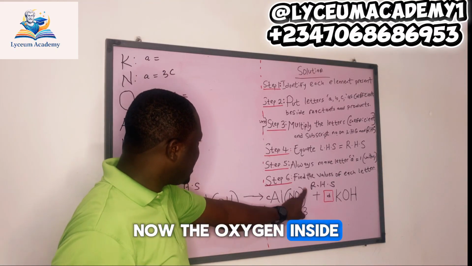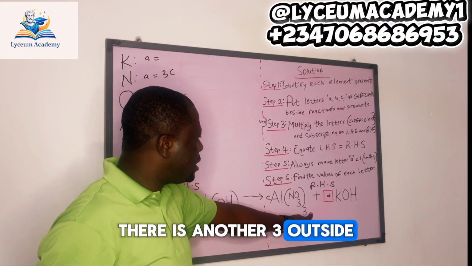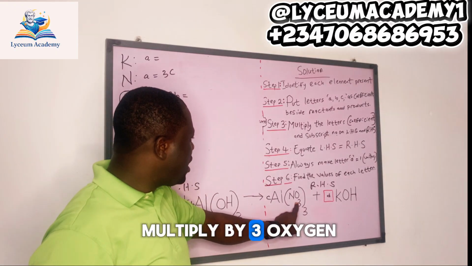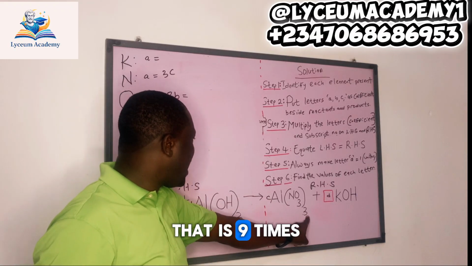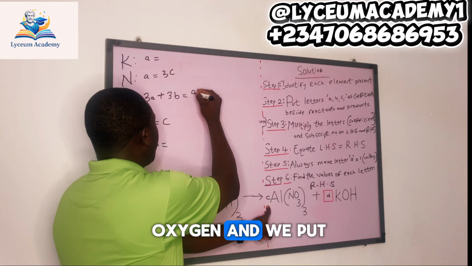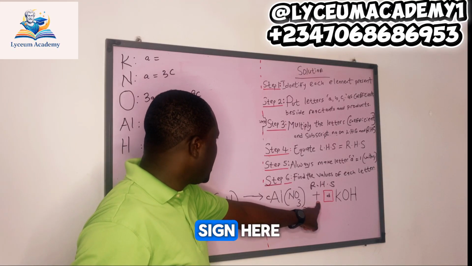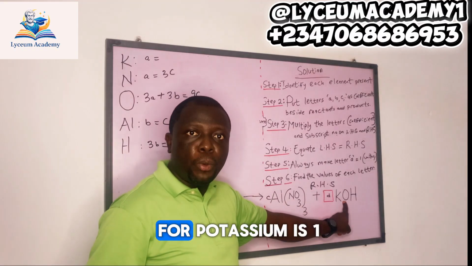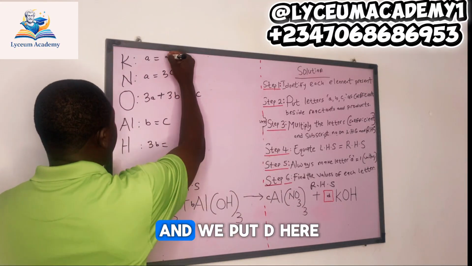Now, the oxygen inside this bracket has 3 as its base. There is another 3 outside. The meaning of this bracket is multiplication. So this 3 outside multiplied by 3 oxygen, that is 3 times 3, 9. 9 oxygen multiplied by this C is 9C. So we locate oxygen and put 9C here. We come back to this side, there is a plus sign here. Then we move on to potassium. The subscript number for potassium is 1. 1 times D is D. So we locate potassium and put D here.